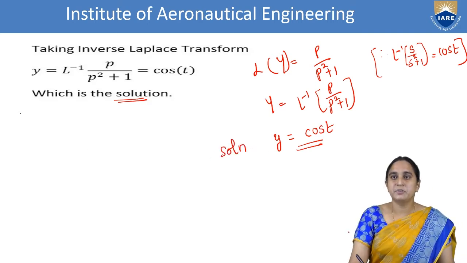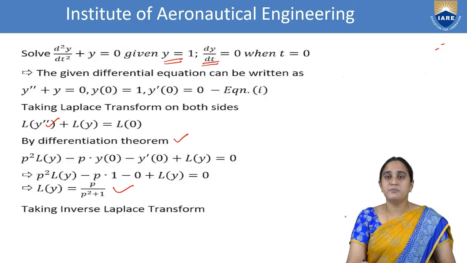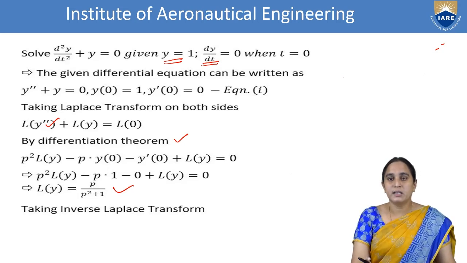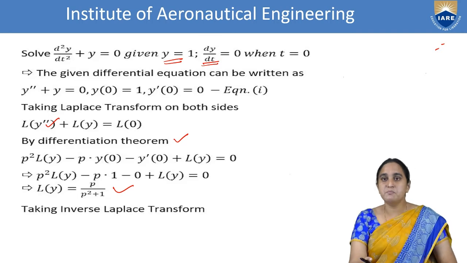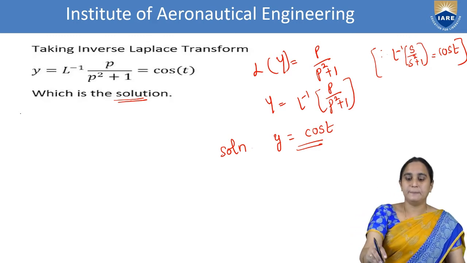This is the solution of the ordinary differential equation for the first question. Once again, I'll repeat the steps for every question. First, convert the equation into operator form. After that, apply the Laplace transform on both sides, write down the related formulas for y'' and y', take L(y) is equal to p by p² + 1, and apply the inverse Laplace on both sides. We got the direct answer for this very simple question. Therefore the solution is y is equal to cos t.